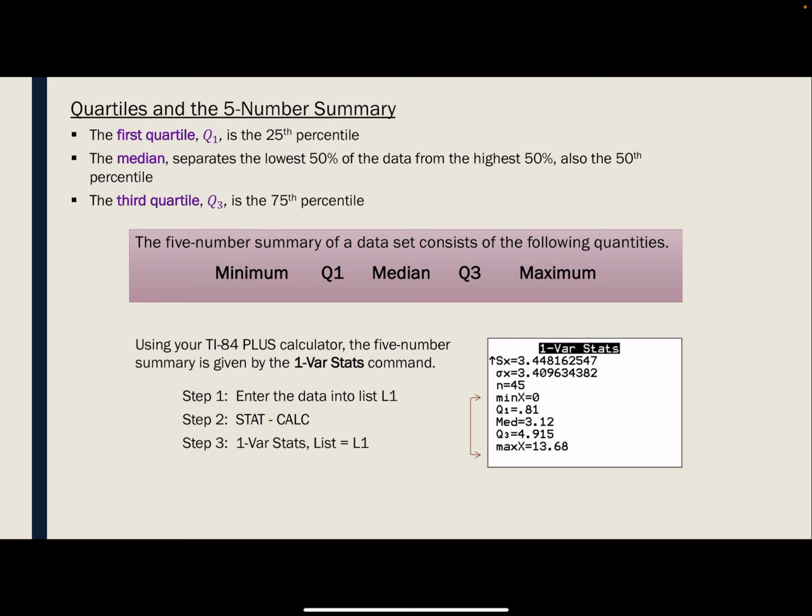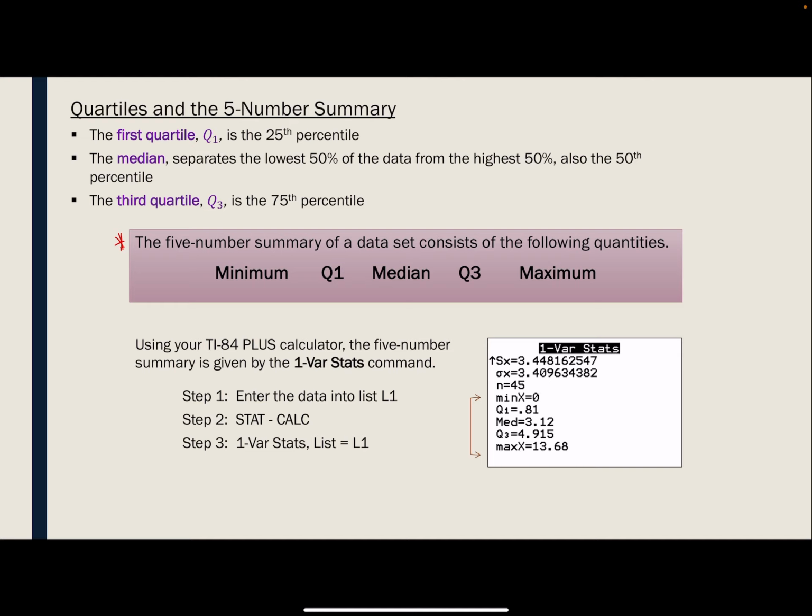And this leads us to what's called the 5-number summary. And the 5-number summary is specifically those cutoff values: the minimum, Q1, the median, Q3, and the maximum. And we've already talked about how to find these in our calculator.